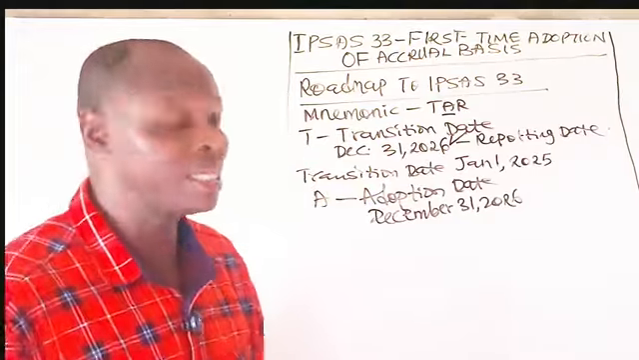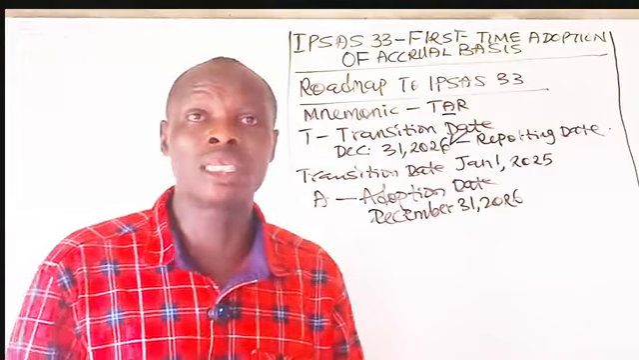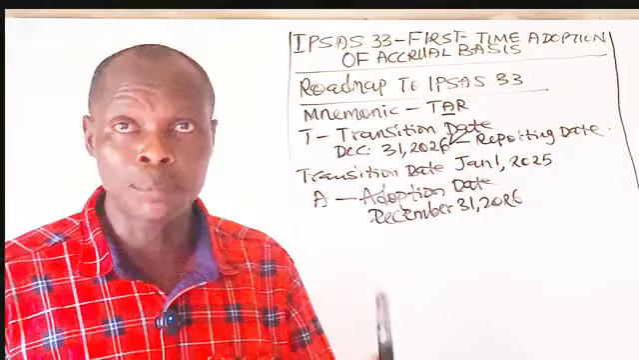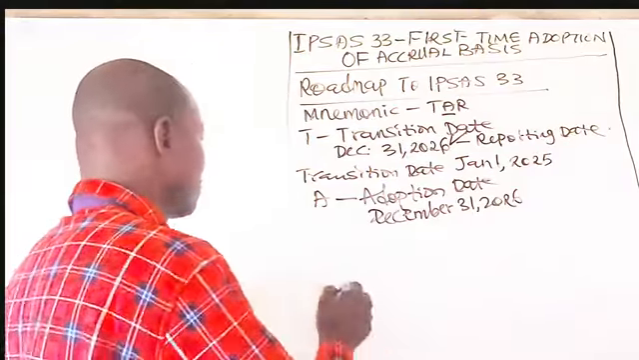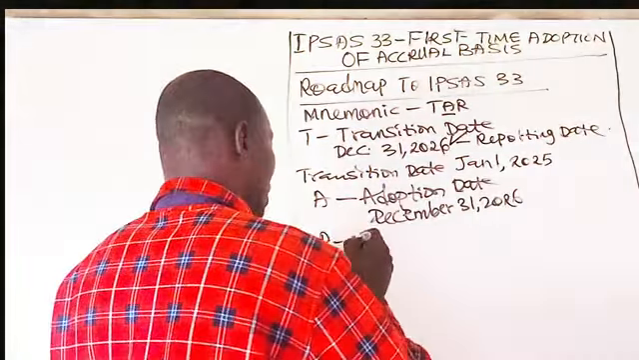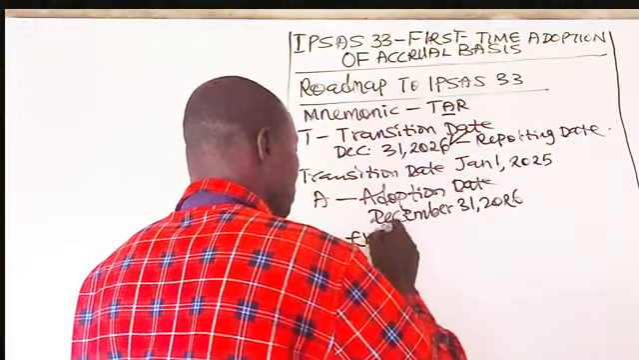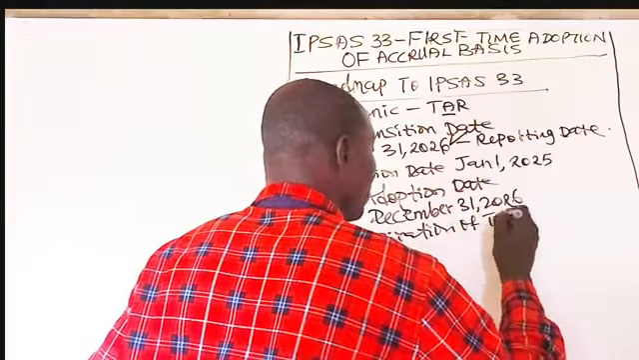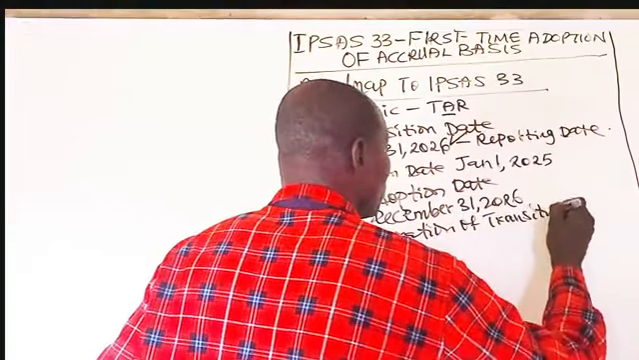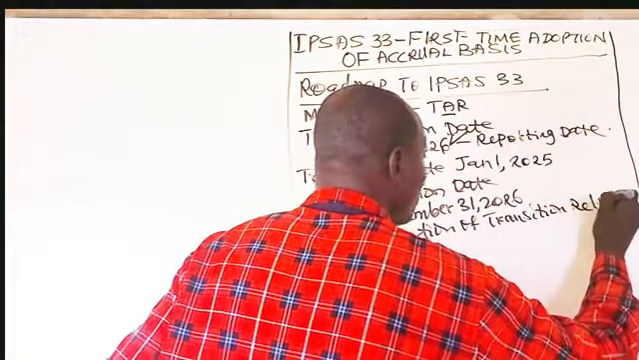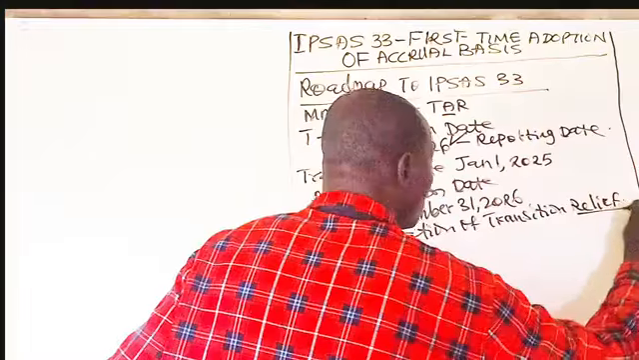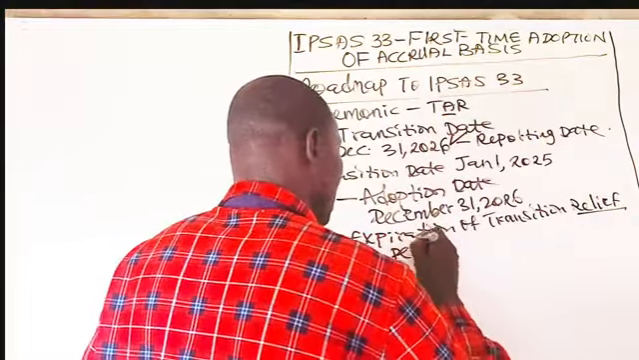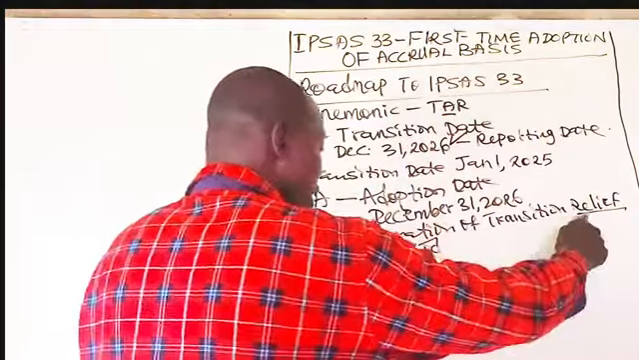Then we are looking at the letter R, which stands for expiration of transition relief period. So the R is for relief period.